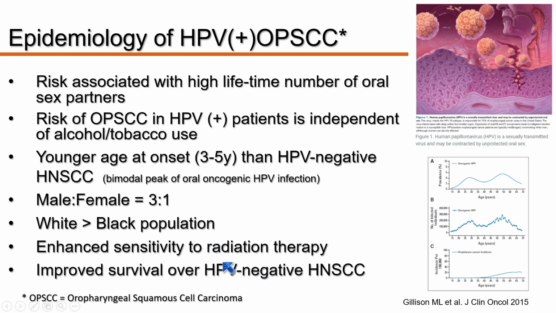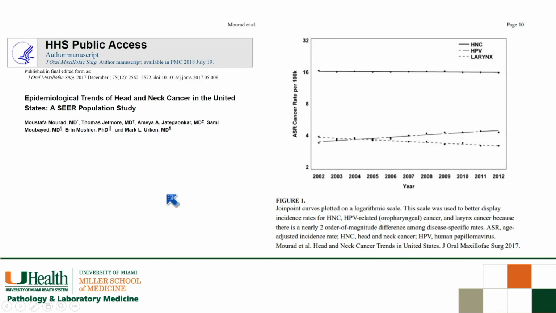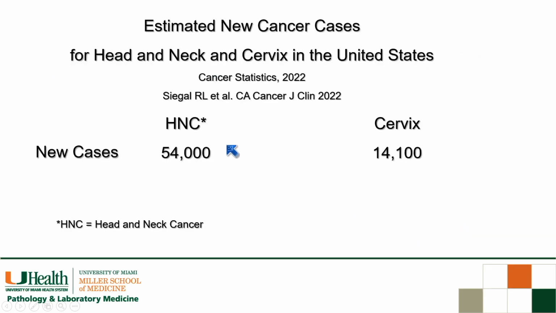So that's important. In this SEER population study, looking at the trends of head and neck cancer over a decade between 2002 and 2012, overall head and neck cancers have slightly decreased. But cancers of the larynx have gone down in time, and that's predominantly because of smoking, right? We're smoking less. So laryngeal cancers have gone down, but look at HPV-related cancers of the head and neck, and this is continuing to go up. But this is in the US, by the way. We're really talking about the United States and Europe.